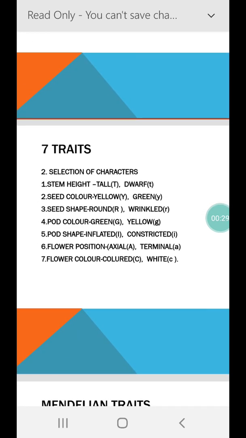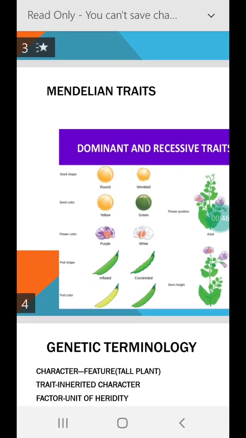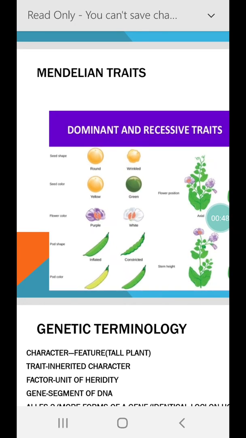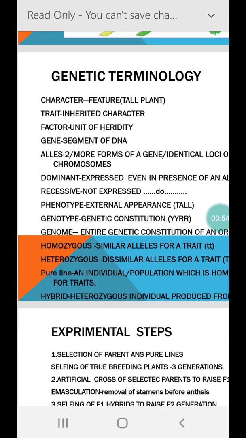So Mendel chose 7 traits to raise the first filial generation and second filial generation, that is the F1 generation and F2 generation. And we have seen what are dominant and recessive traits of Mendel. Then we have even seen the terms which are used in genetics.